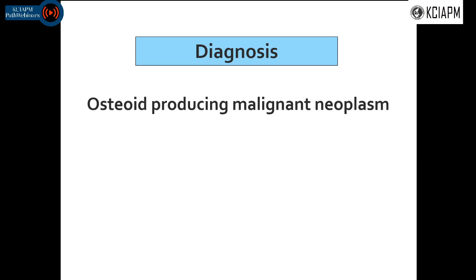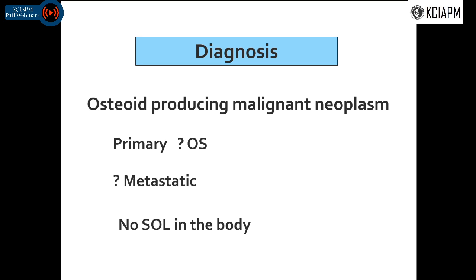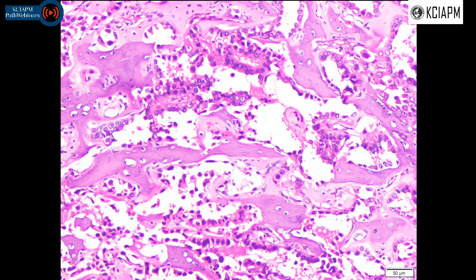So the diagnosis is an osteoid producing malignant neoplasm. So is it primary, is it an osteosarcoma, or is it metastatic? That's one thing we should always keep in the back of our mind. So the first job is to prove that this is primary osteosarcoma. But this patient has no other lesion anywhere else in the body. There is nothing else to take us forward in this case.